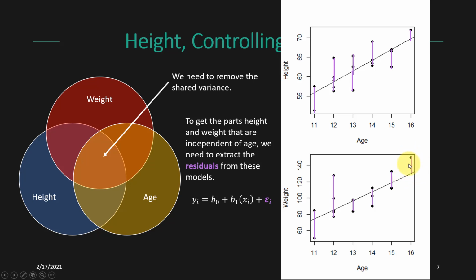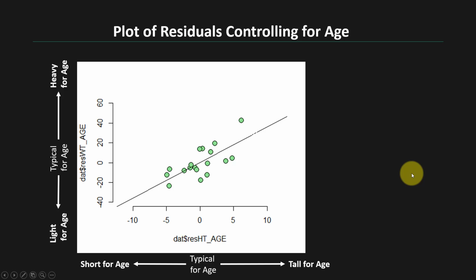So we're going to take these errors out and make them a new dependent variable, so we can plot those against each other here. Now if I want to see the relationship between weight and height controlling for age, I have my weight residuals here.